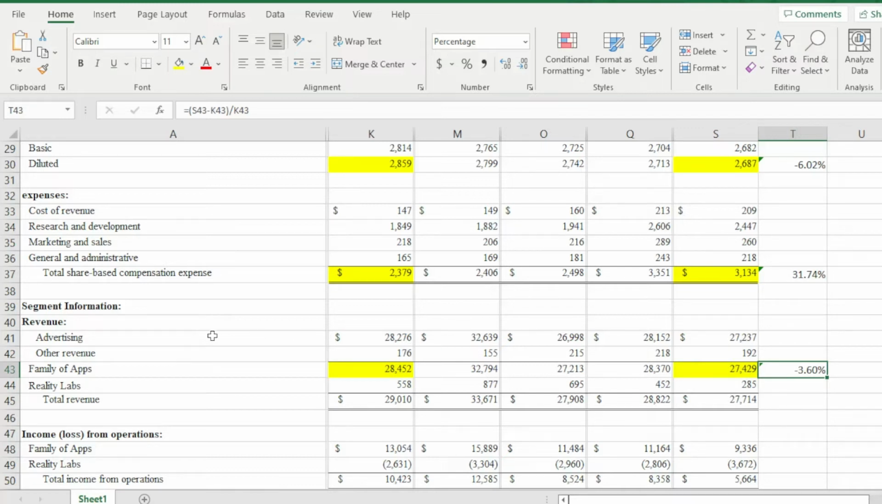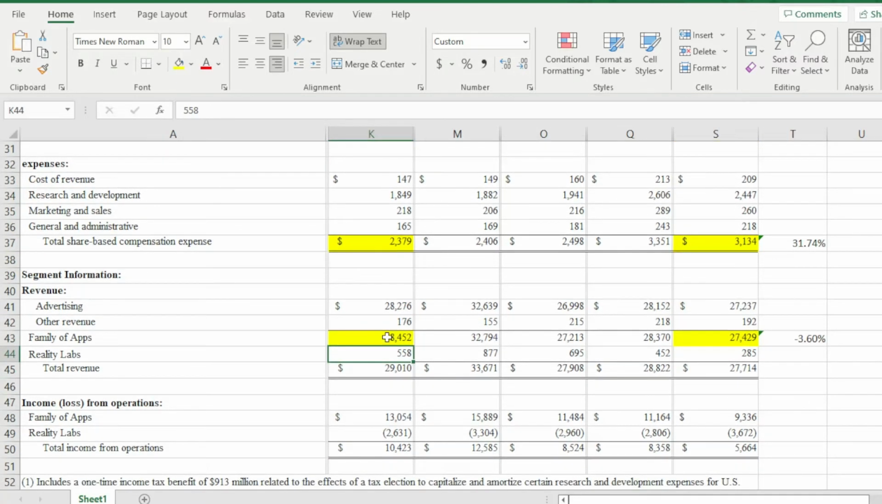Now, let's just go ahead and look at their Reality Labs right here. By the way, I do want to make this clear that this family of apps revenue is essentially these two combined. So this little line right here is basically telling us that they're doing a subtotal. So advertising plus other revenue is equal to family of apps revenue right here. Just so you guys know. Now we're going to look at Reality Labs. We're comparing this to this right here.